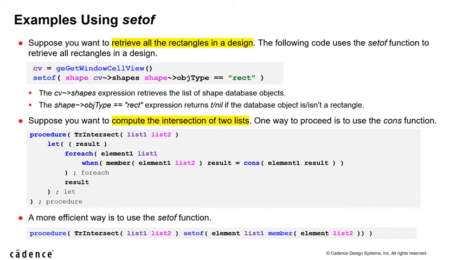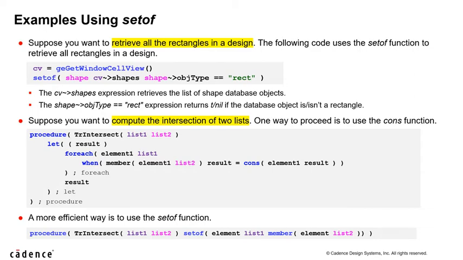Here's another setof example. Suppose we want to compute the intersection of two lists. Basically find the elements that the two lists have in common. So one way to proceed is to just use a couple of foreach loops and use the cons function to accumulate the common elements.